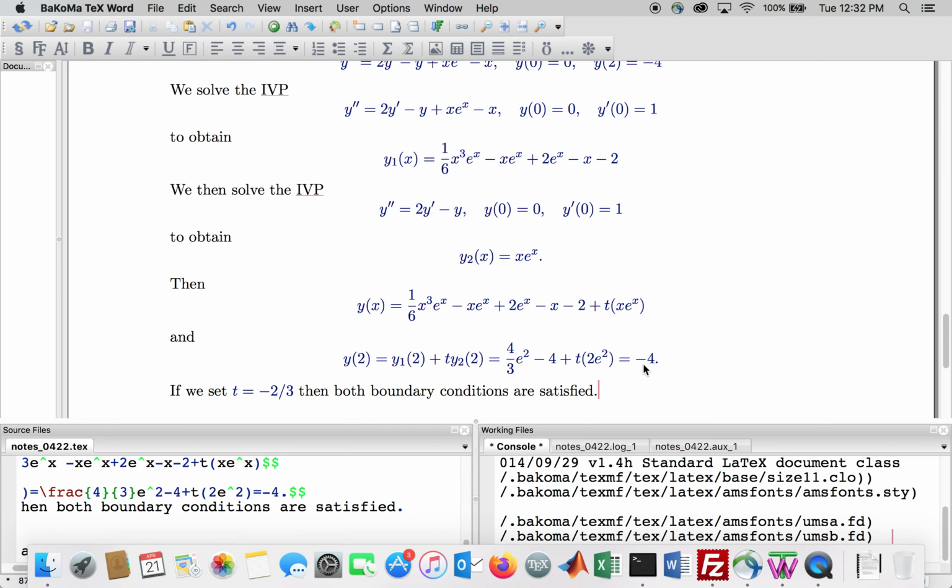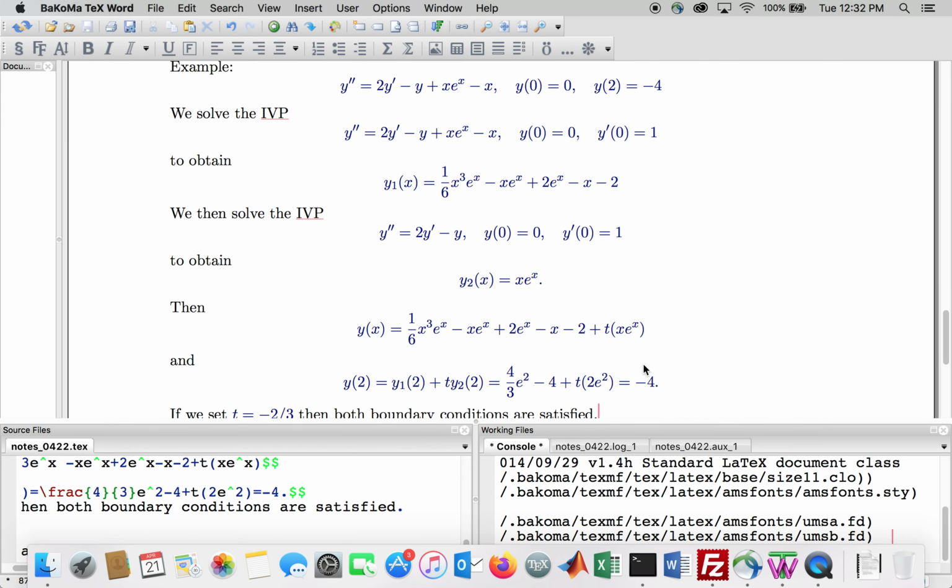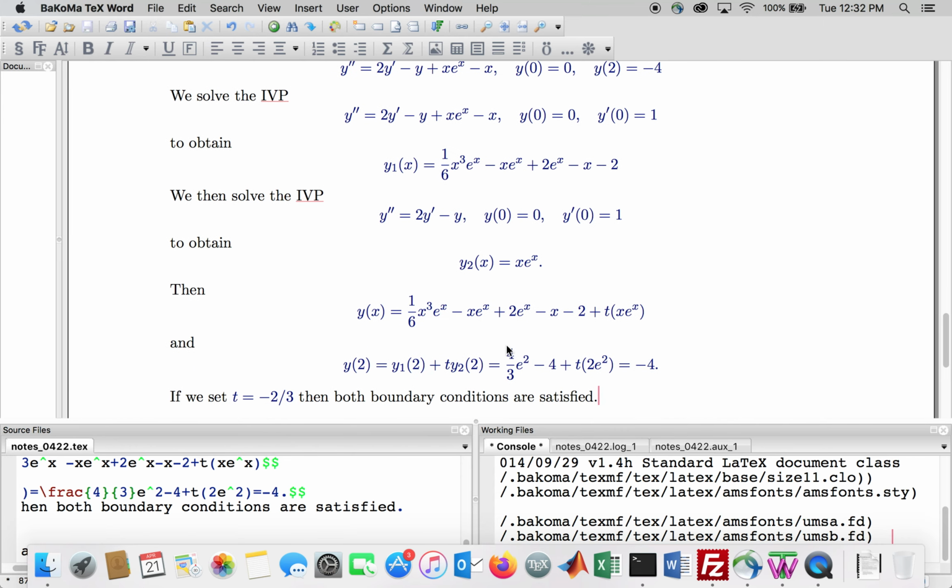So we see here, by solving these two other linear initial value problems by whatever method, these could be solved analytically, but other ones would need to be solved numerically using the time-stepping method of your choice. But once you have those solutions by whatever method, then you can go ahead and solve for the value of t so that the original boundary value problem is solved.